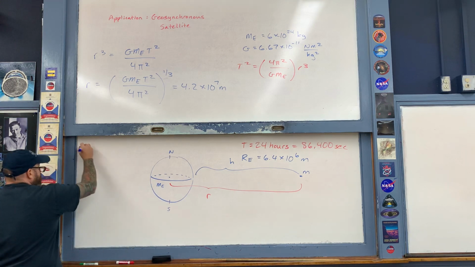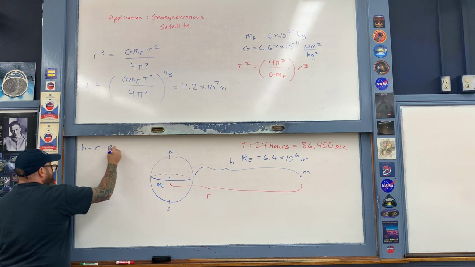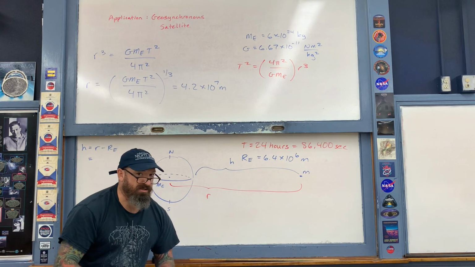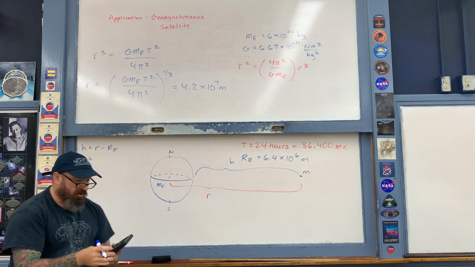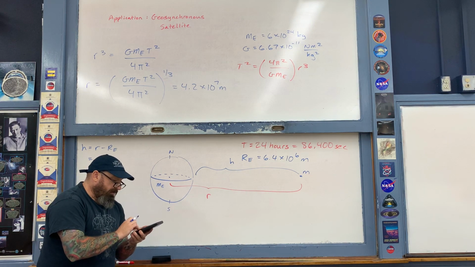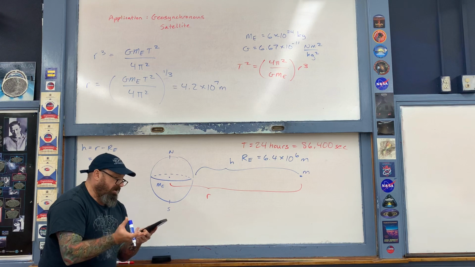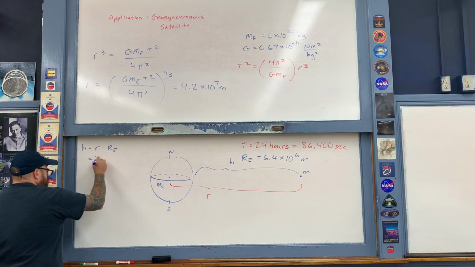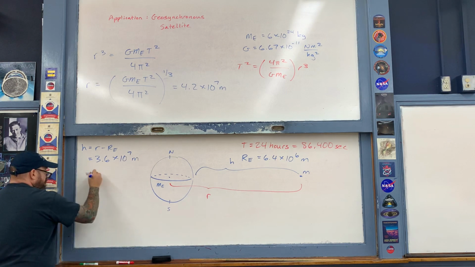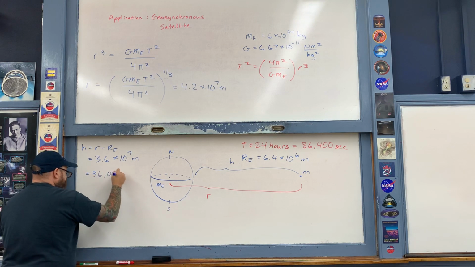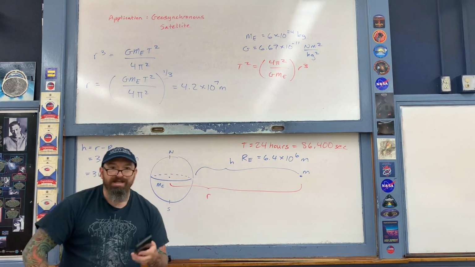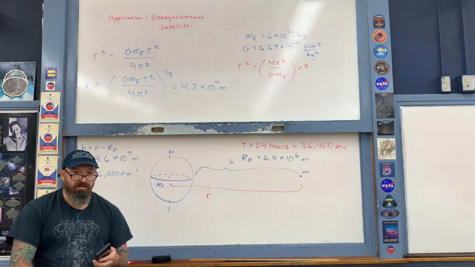So the altitude above the ground is going to be small r minus the radius of the Earth. This is still going to be quite a large distance. This is well above low Earth orbit. So if I now subtract from small r the radius of the Earth like so, I then end up with about 3.6 times 10 to the 7th meters. That's about 36,000 kilometers. That's about 1/10 of the distance from the Earth to the Moon.